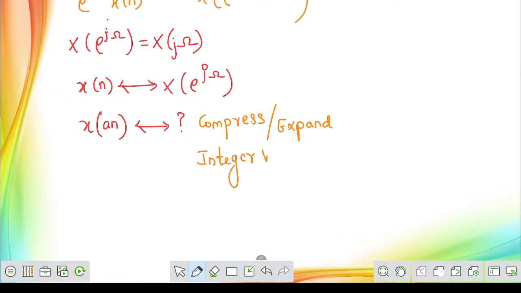Only integer values are allowed. So the moment you are dividing the sequence, for example, suppose initially in the frequency domain the existing value is 2 radian per second. If I am dividing it by 3, is it a valid frequency? Is it valid if you are dividing 2 by 3? No, this is not a valid frequency, so this frequency should be skipped.